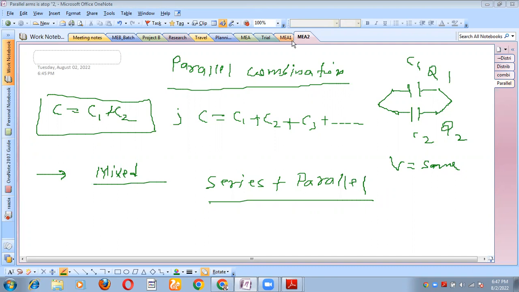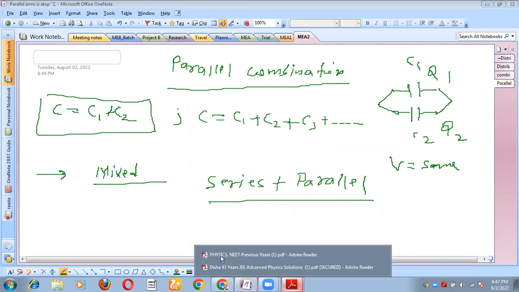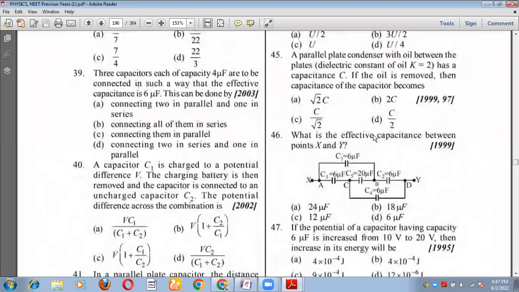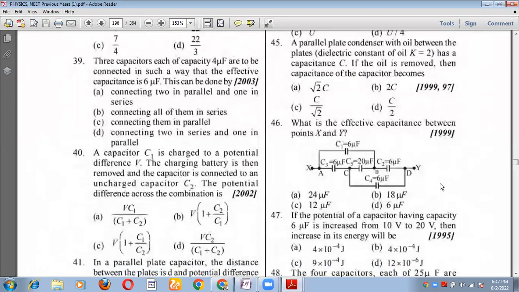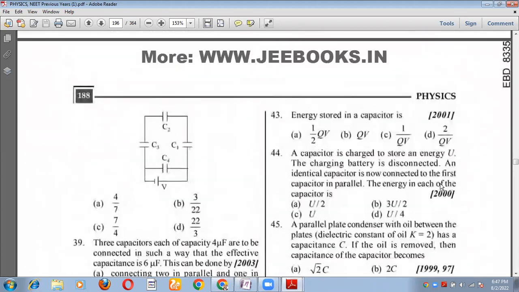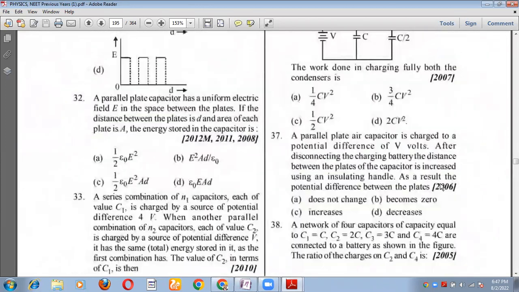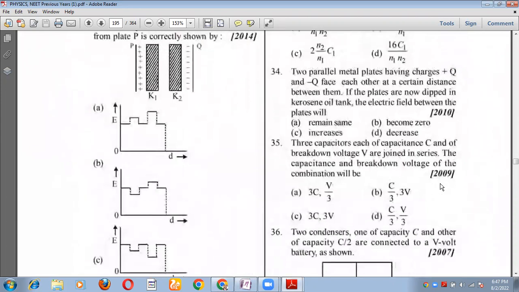So now we will directly do the questions, NEET questions, so that we can apply these concepts in getting equivalent capacitance. So let us see first. Then we will study effect of time.